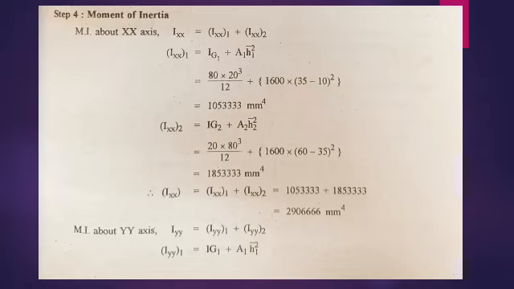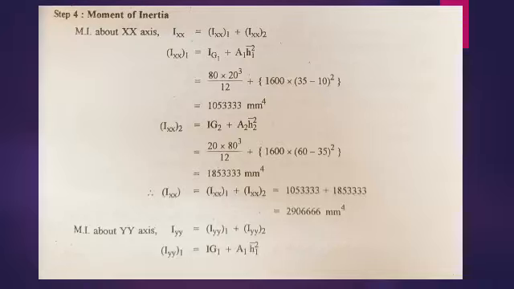Then we are going to find out the moment of inertia. Here we have two sections. We have to find the moment of inertia about x-axis as well as moment of inertia about y-axis. While taking the moment of inertia about x-axis, we have two sections. Therefore, Ixx is equal to Ix1 plus Ix2.